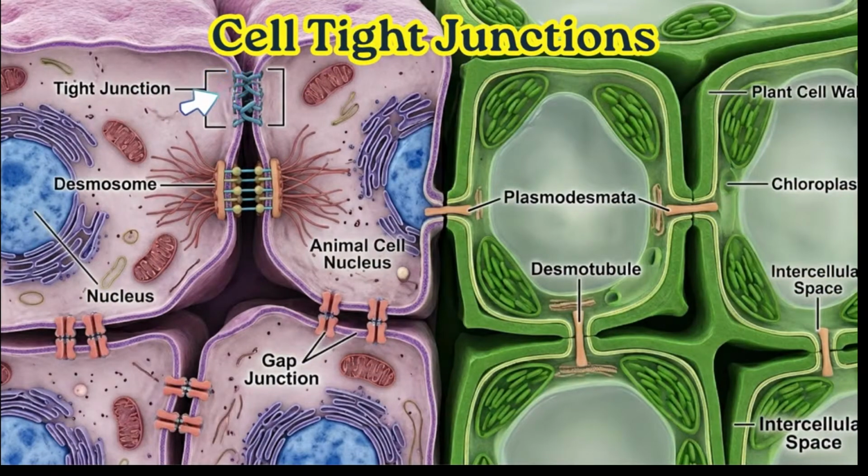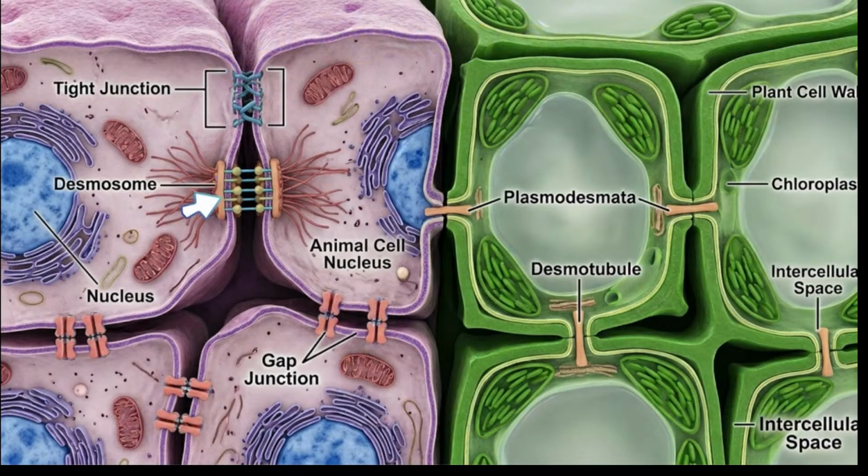Cell junctions are also present in the cell membrane. These are of four types. Number one, tight junctions, which prevent leakage. Number two, desmosome, provides strong attachment. Number three, gap junction, allows communication between two adjacent cells. Number four, plasmodesmata, that is used to produce a connection between the cytoplasm of two adjacent cells.